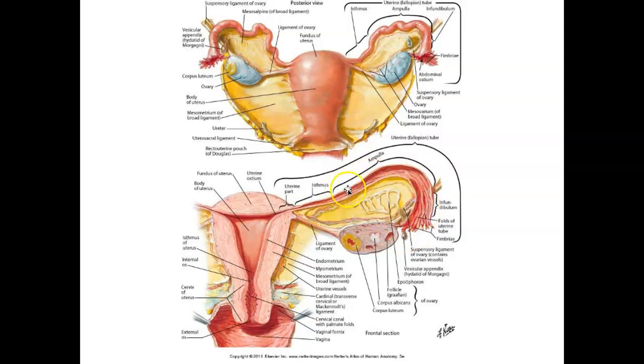The ampulla is this main portion of the tube itself. It's the portion where fertilization will typically occur. An ovum will be released out of the ovary and enter into the ampulla, and it will be here for the first about 24 hours after ovulation. So it stays right within this fallopian tube, and that's typically where that sperm will be able to make its way into the ampulla to fertilize that egg.